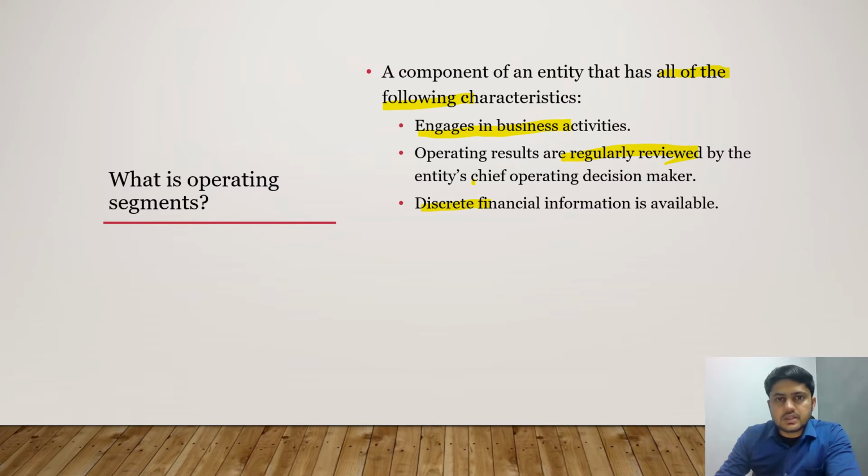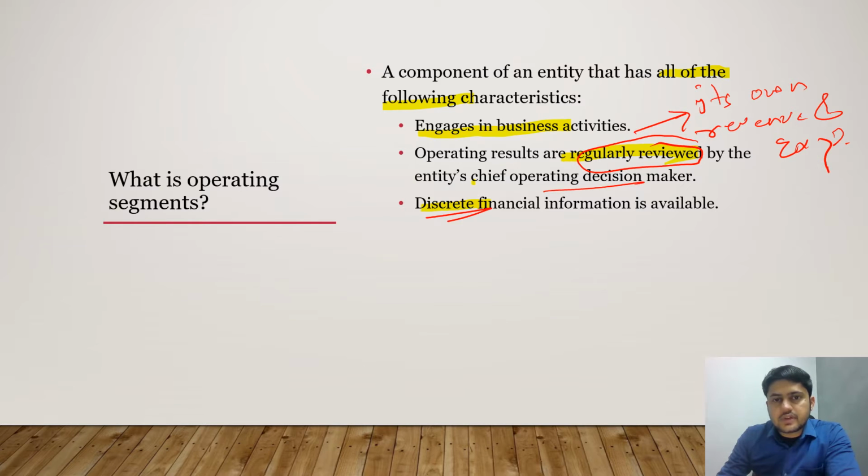So what is the meaning here? Engaged in business activities means the segment has its own revenue and expenses. If you take this segment out, you should know what its revenue and what its expenses are. Then it should be regularly reviewed by the CODM, and it should have its discrete financial statements. These are the main characteristics of an operating segment.